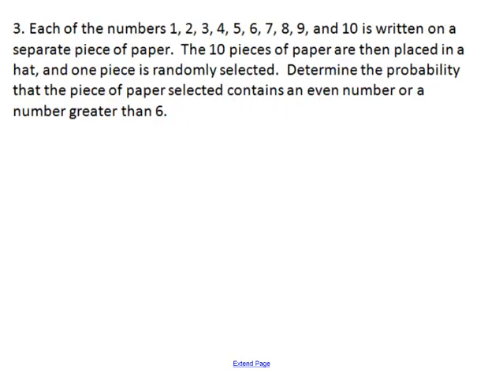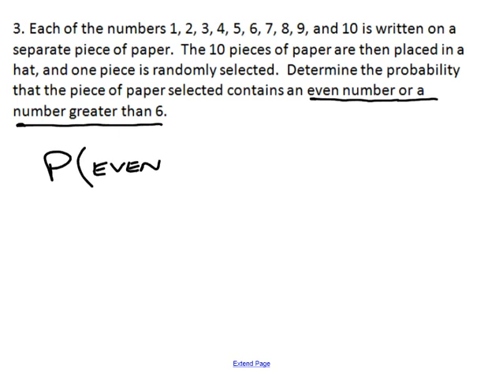All right, so let's say we take the numbers 1 through 10, we write them on pieces of paper, and we drop them all into a hat. Determine the probability the piece of paper selected contains an even number or a number greater than 6. So what we're looking for is the probability of even or greater than 6. Just greater than 6, not greater than or equal to. So this is what we're trying to find.